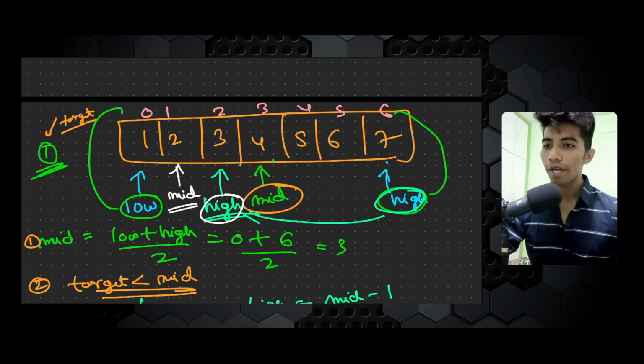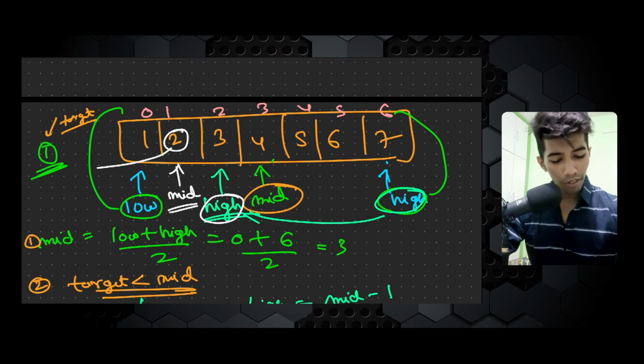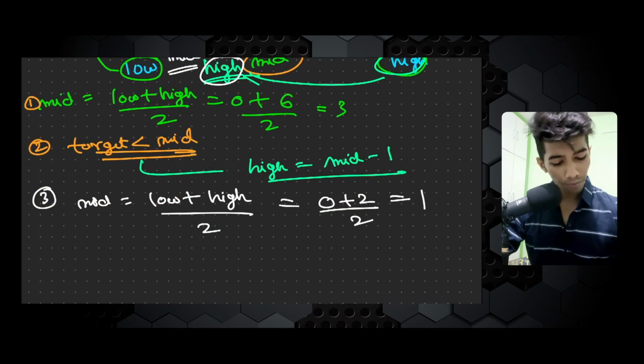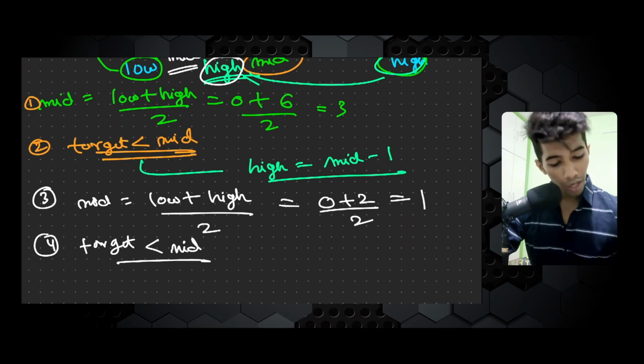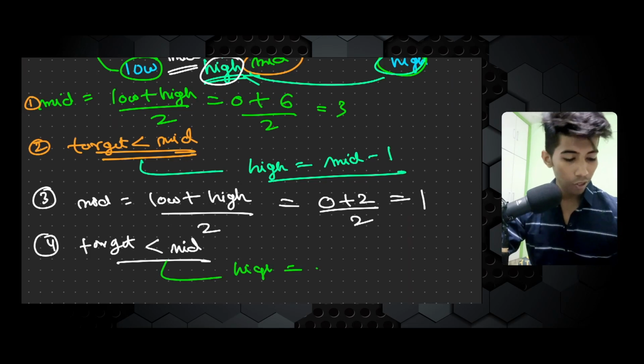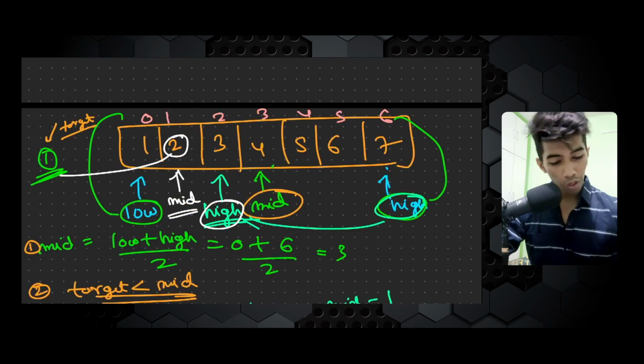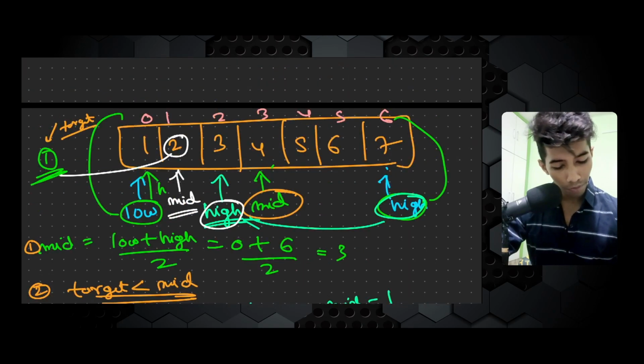Okay, correct. And then I will be comparing this again with the target. Fourth step, again the target will be compared. In this particular case, you will remember that my target is again lesser than mid. Then what I will be doing is again shifting my high to mid minus 1. So it means my high will move over here.